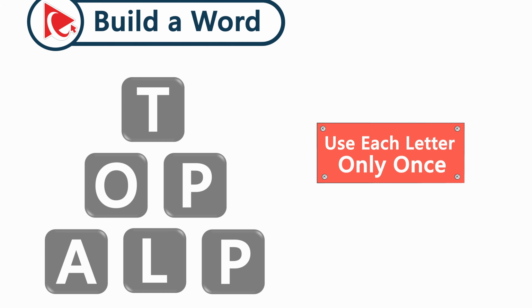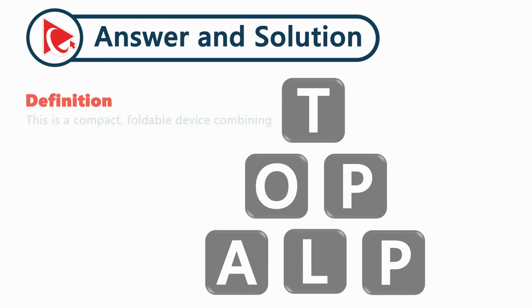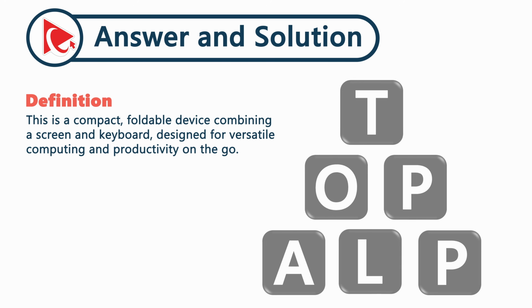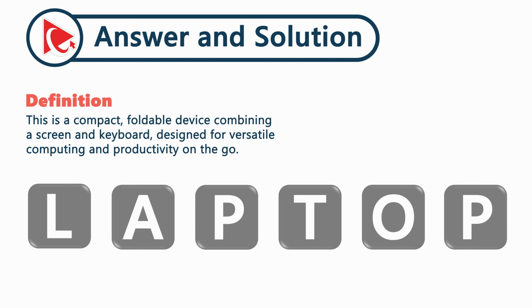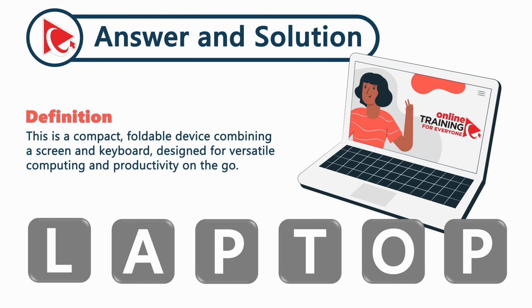I hope so, because you would be amazed how simple the answer actually is. In fact, what is compact, a foldable device combining a screen and a keyboard designed for versatile computing and productivity on the go? The answer is laptop. Let me spell it for you. Laptop. And the device is actually extremely cool. And almost everyone used it at least one point in their lives. I hope you got it right.